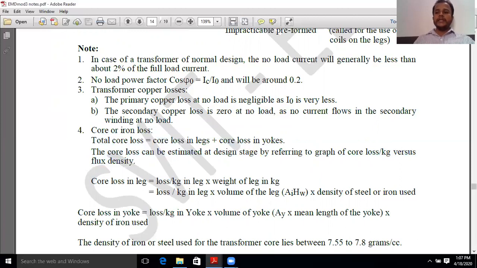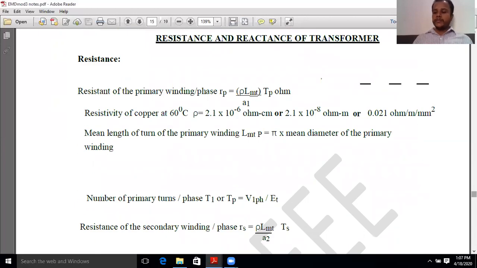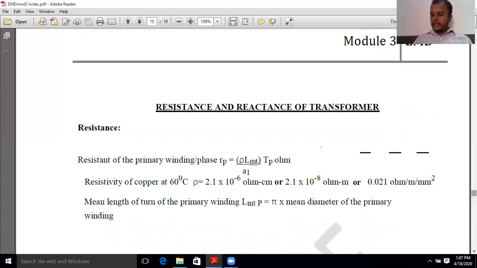Now we will discuss another important topic, that is the expression for the leakage reactance of the core type transformer with concentric coils. Before discussing that expression, we will have a brief look at the resistance and the reactance of the transformer.